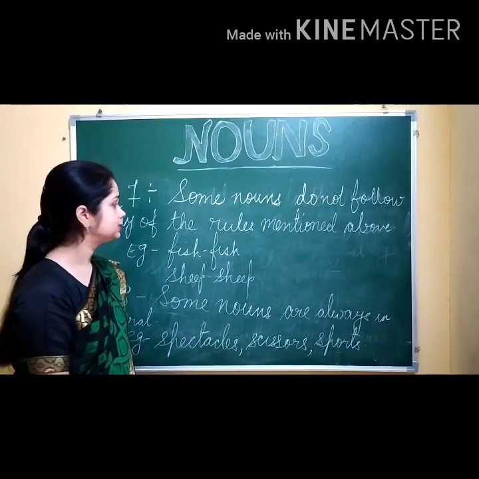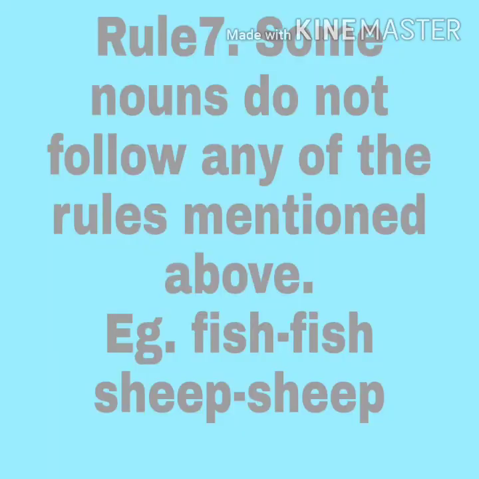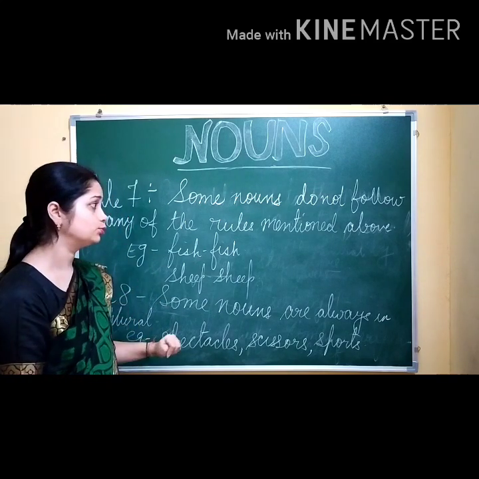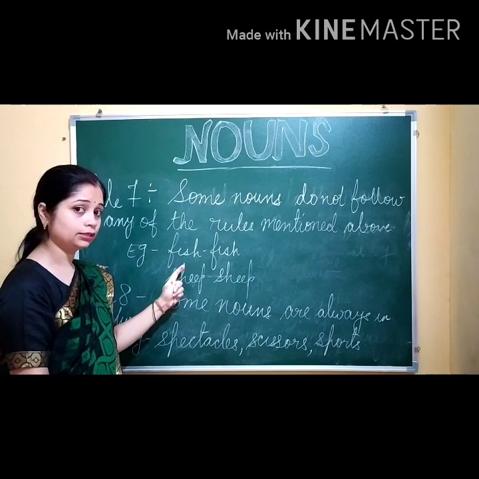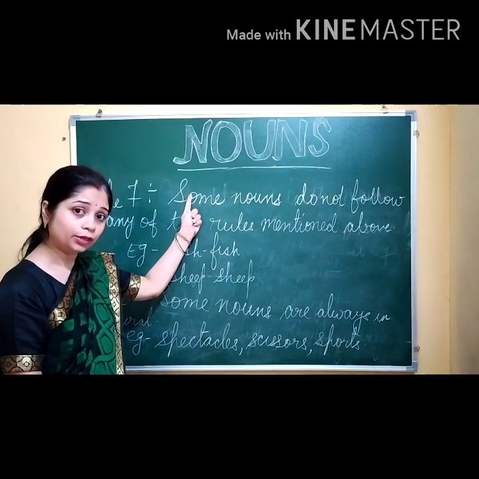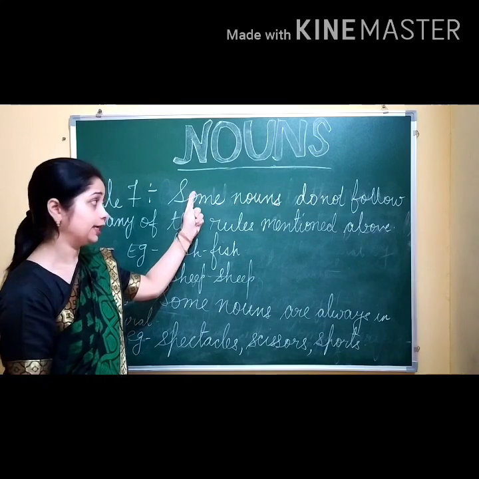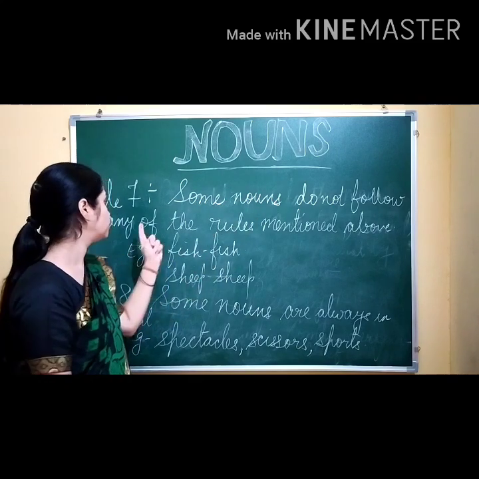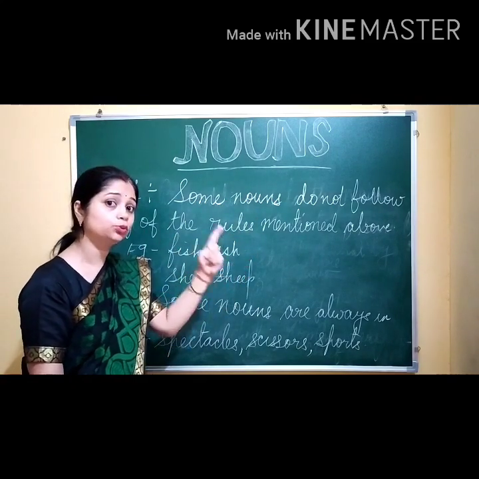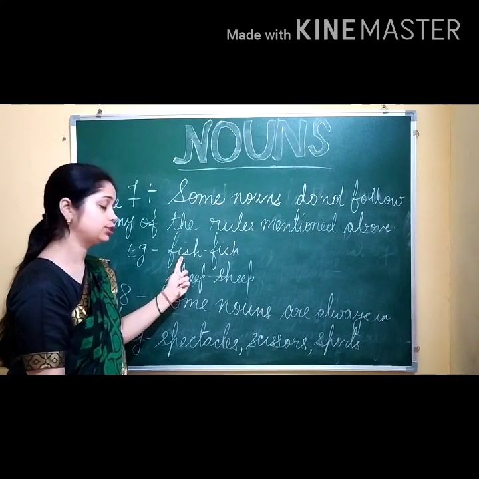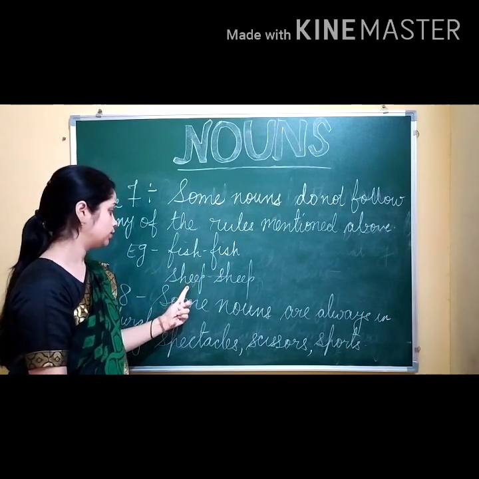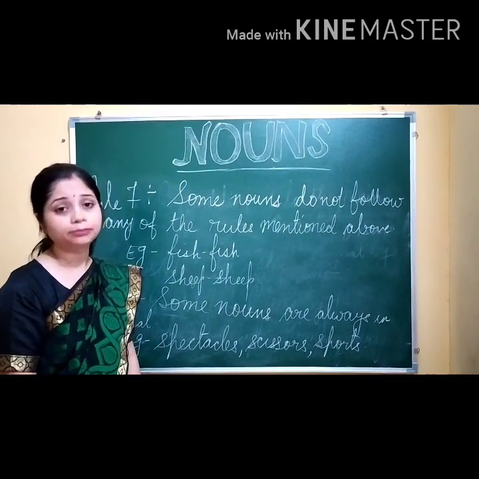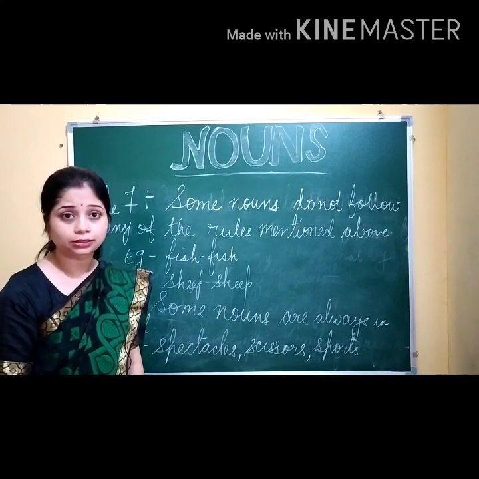Rule number 7 states some nouns do not follow any of the rules mentioned above. That means the rules which we have discussed above up to rule 6. Again I am repeating rule 7. Rule 7 states some nouns do not follow any of the rules mentioned above up to rule 6. That means fish remains fish, sheep remains sheep. If we say fishes, that means variety of fishes.